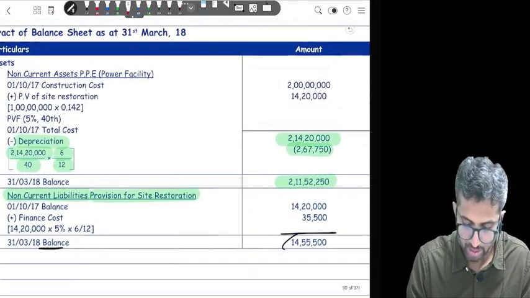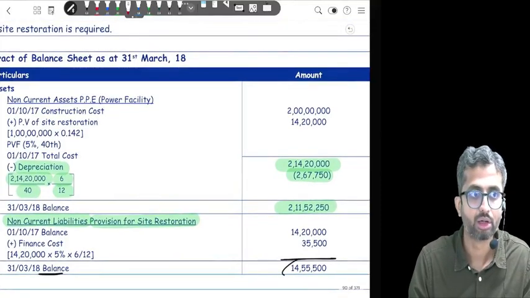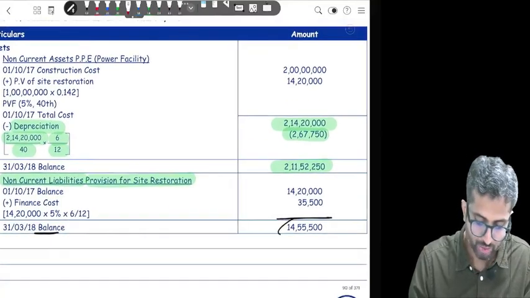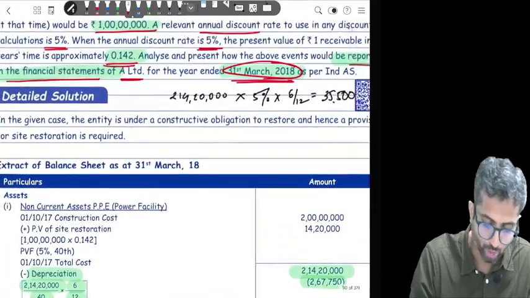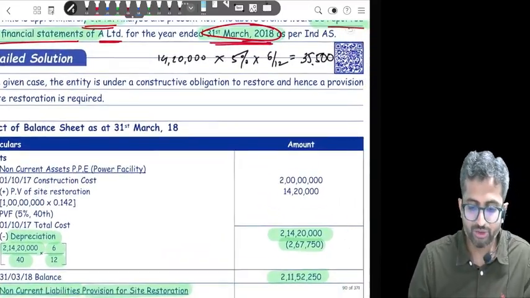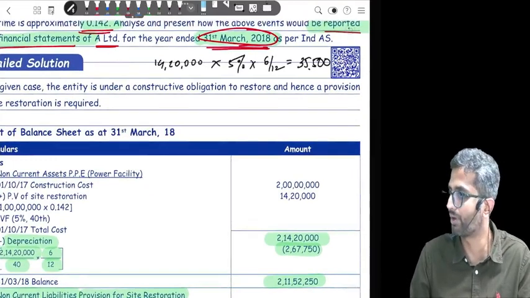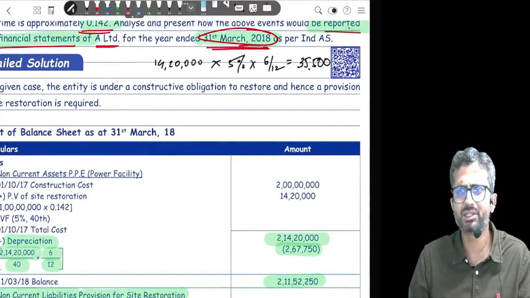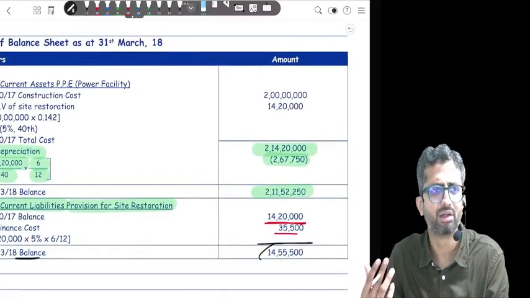No, sorry. Unwinding will be based on 14 lakh 20 into 5% into 6 by 12, that is 35,500. Are we clear with this? Yes? Okay. In your P&L will something appear? What will appear?